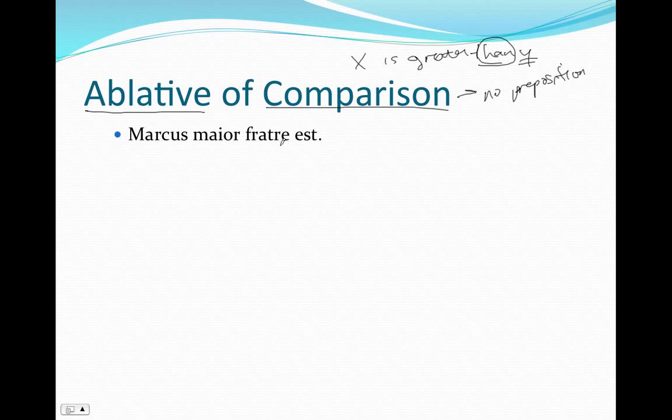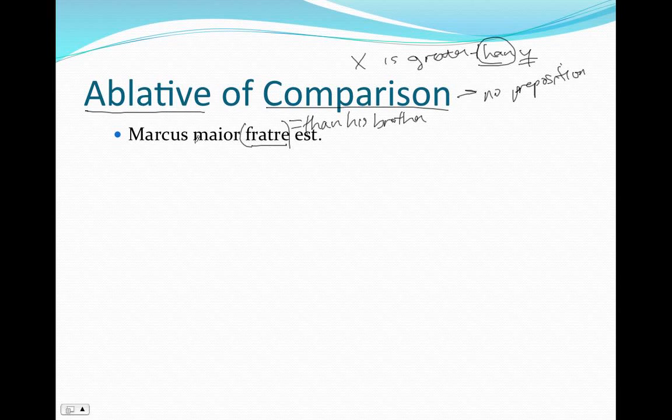Marcus maior fratre est. All right, so our simple sentence, if we left out this fratre, Marcus is bigger. Maior, the comparative of Magnus. Marcus is bigger. Again, not very interesting until we put in the ablative of comparison. Marcus is bigger than his brother. Right, so ablative by itself, this whole phrase, this whole word, we have to supply a than his brother.